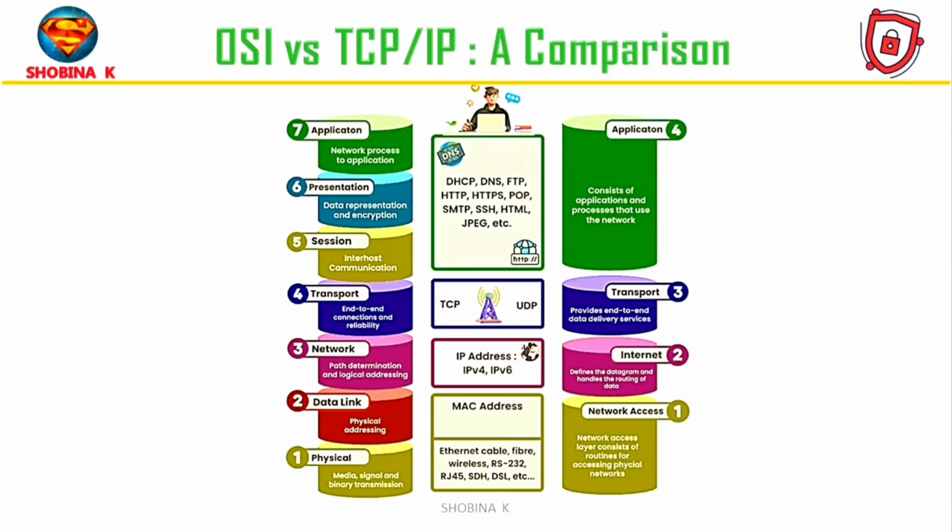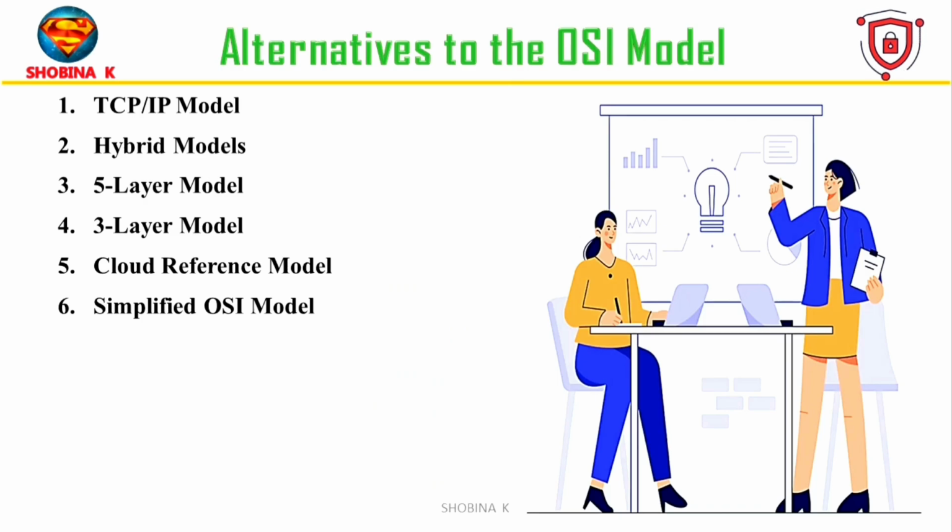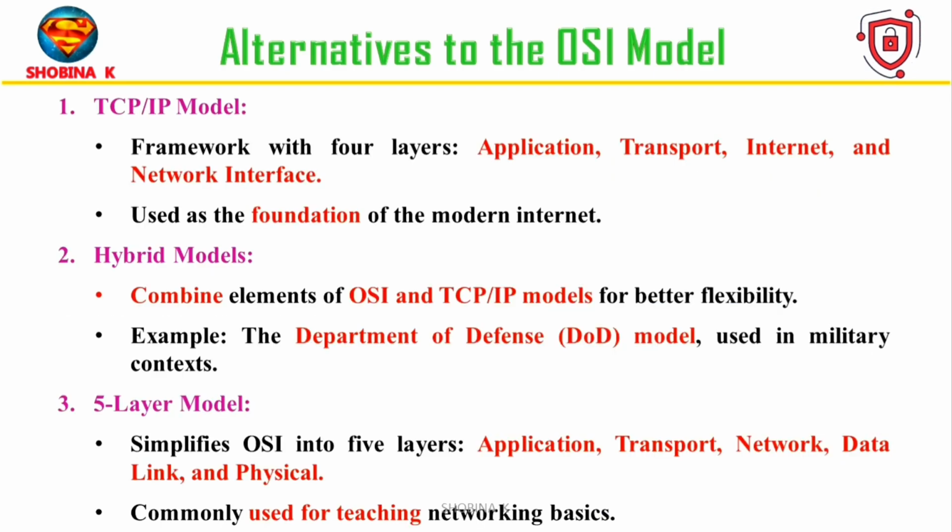Even though the OSI model is a popular framework for understanding networking, there are several alternatives, which are the TCP/IP model, hybrid model, 5-layer model, 3-layer model, cloud reference model, and simplified OSI model. The TCP/IP model is a practical framework which consists of 4 layers, and that includes application layer, transport layer, internet layer, and network interface layer. It serves as the foundation of the modern internet and is widely used in real-world networking applications.